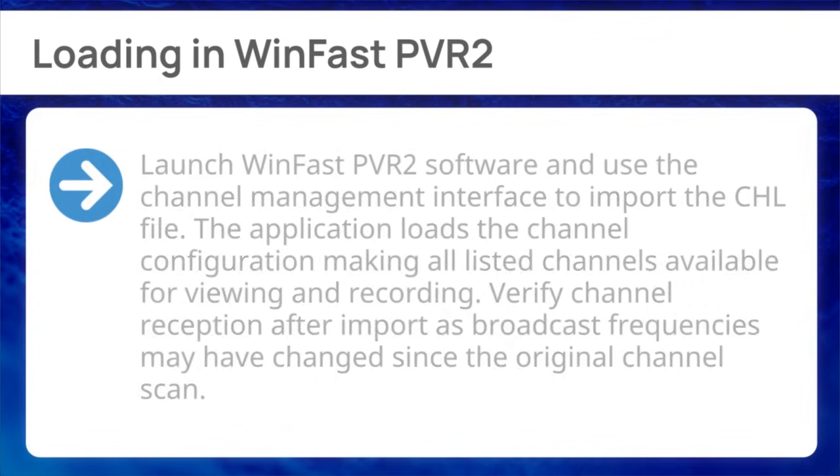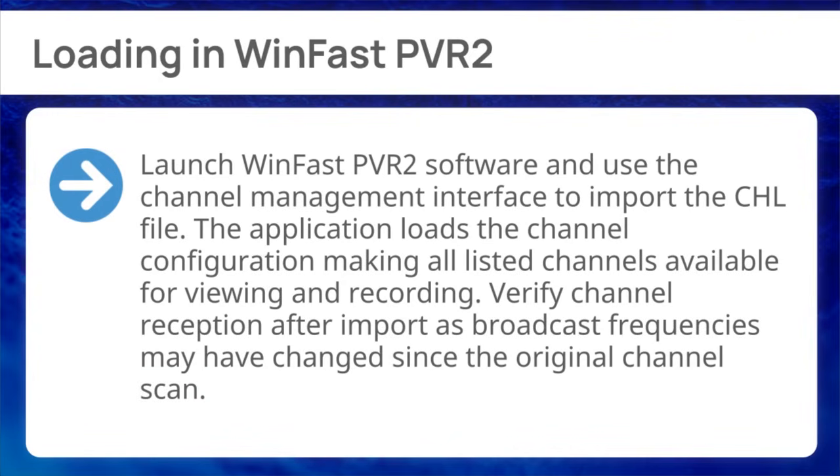First, loading in WinFast PVR2. Launch WinFast PVR2 software and use the channel management interface to import the CHL file. The application loads the channel configuration, making all listed channels available for viewing and recording. Verify channel reception after import, as broadcast frequencies may have changed since the original channel scan.